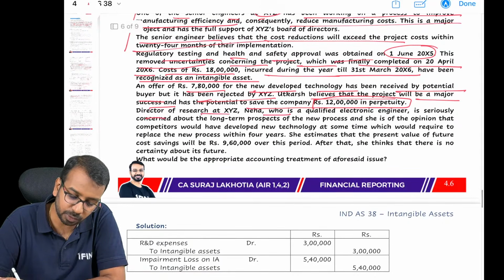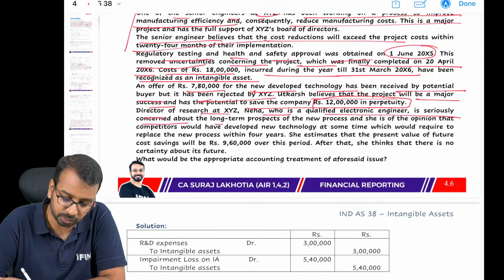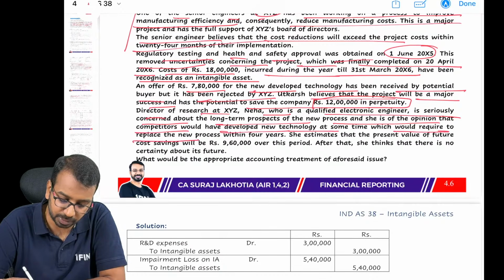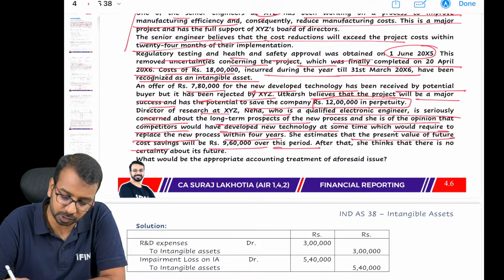The Director of Research, Neha, who is a qualified electronic engineer, is concerned about the long-term prospects, and she is of the opinion that competitors would have developed new technology and they would need to replace this within 4 years. The present value of future cost savings will be 960 over this period. After that, she thinks there will not be any future.